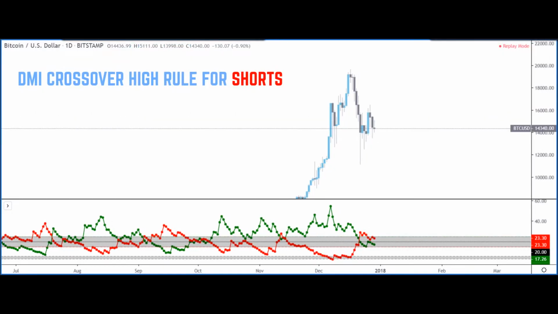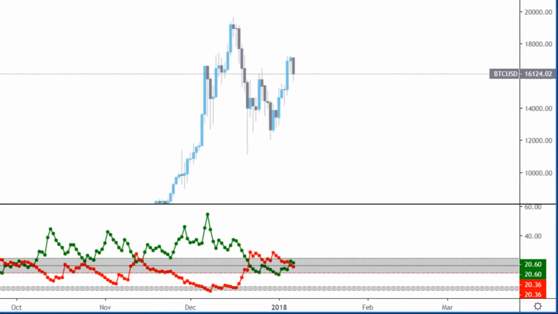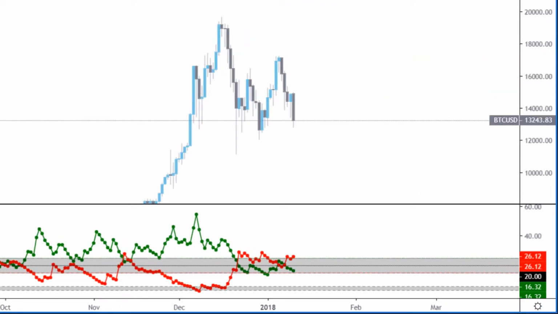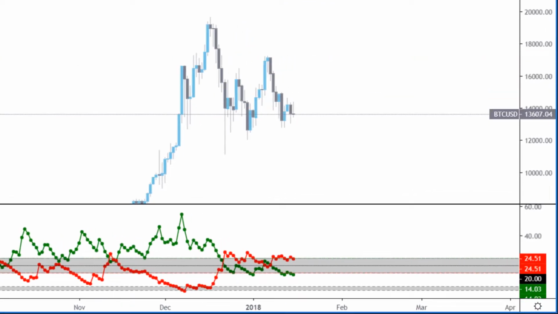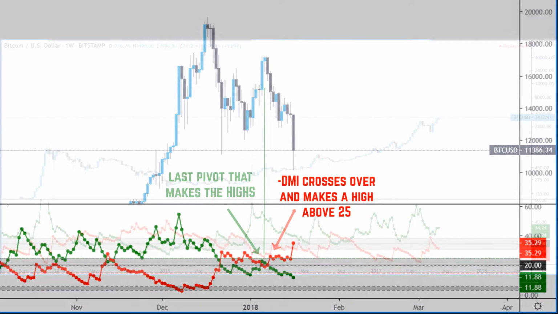A short crossover high signal occurs when a negative DMI crossover makes a higher opposite high above 25. Here's the last pivot that makes a high, and here is the negative DMI that makes a higher high above the pivot and crosses above 25.